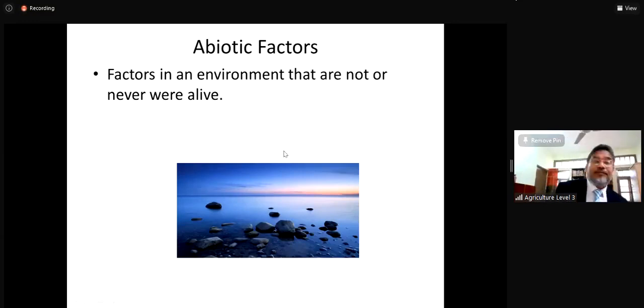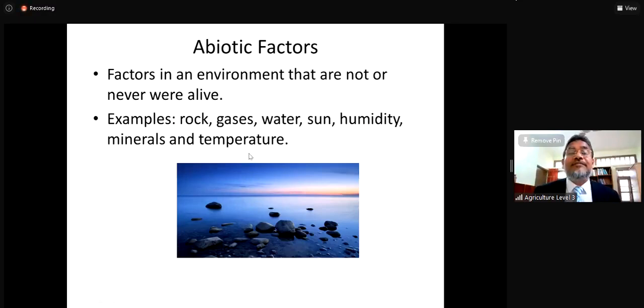What are abiotic factors? The factors in an environment that are not alive. Which ones? Rock, gas, water, sun, humidity, minerals, temperature. These are non-living factors, but they influence the life of organisms in different ways.